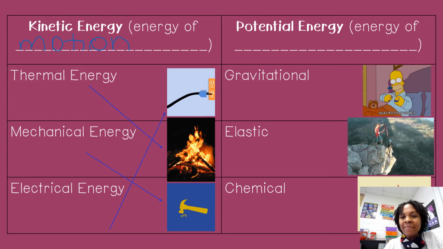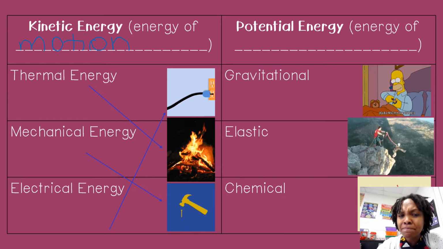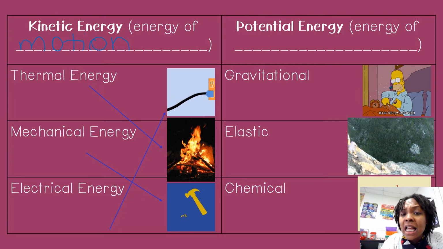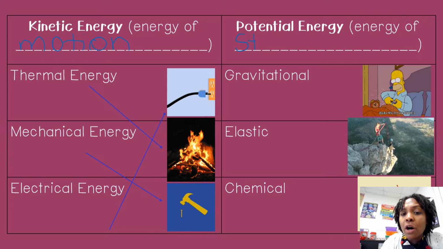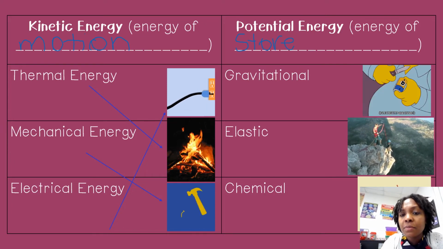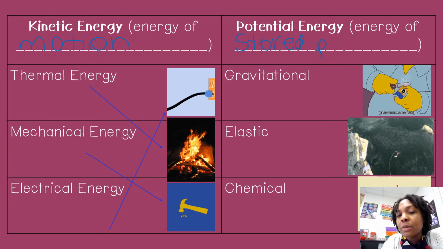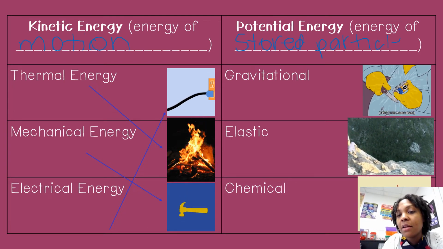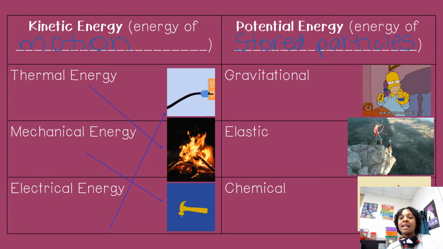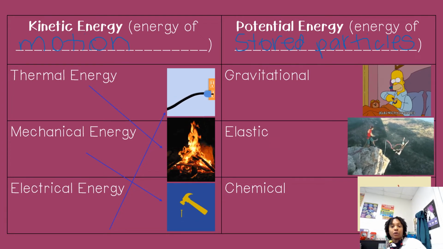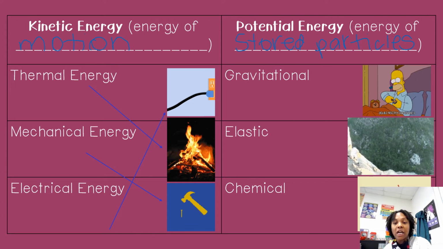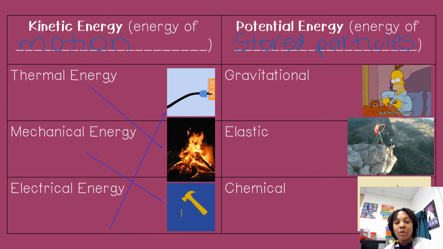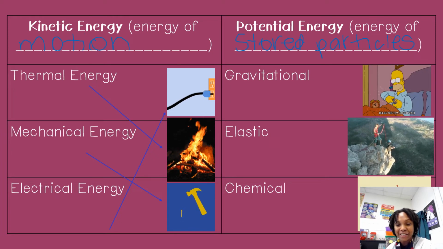Next, we have potential energy. And potential energy is the energy of stored particles. Stored particles, potential energy is stored energy. Okay, so energy of stored particles. Now I want you to pause the video again, and I want you to match gravitational, elastic, and chemical energy to their proper pictures.